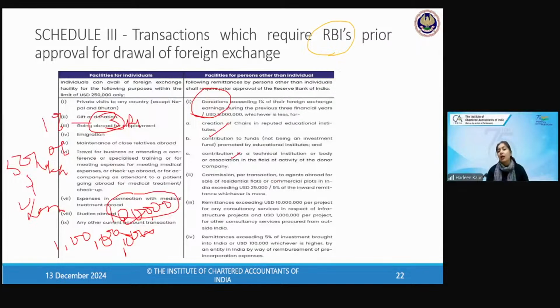So up till 10 lakh USD, no approval is required. Any amount to be used for the drawal of foreign exchange beyond 10 lakh USD, approval of RBI will be required.